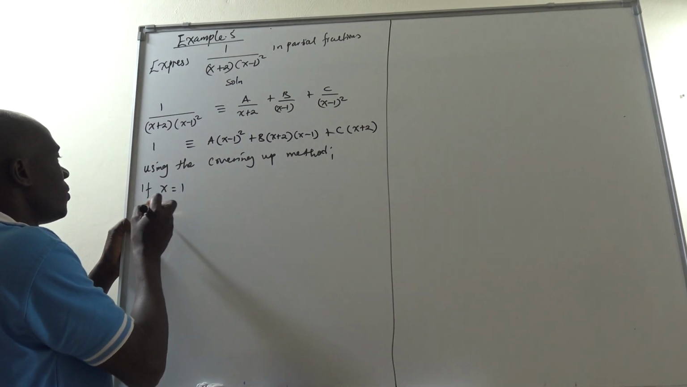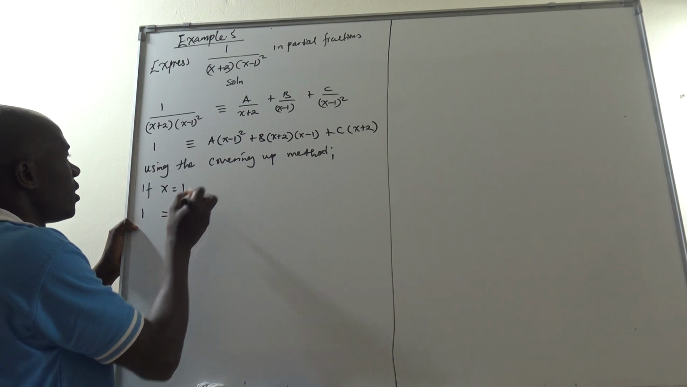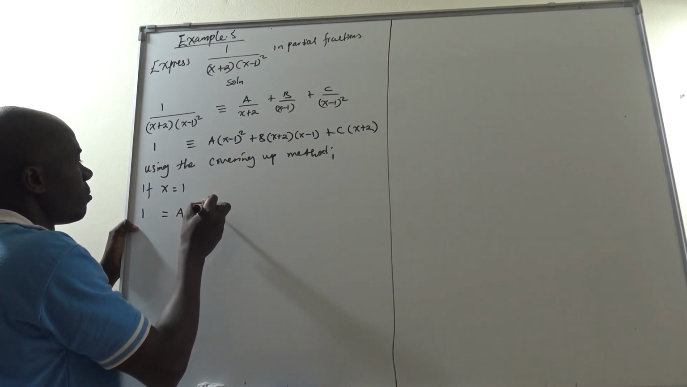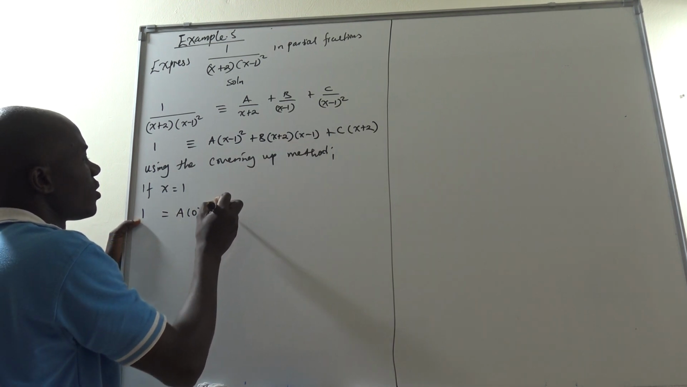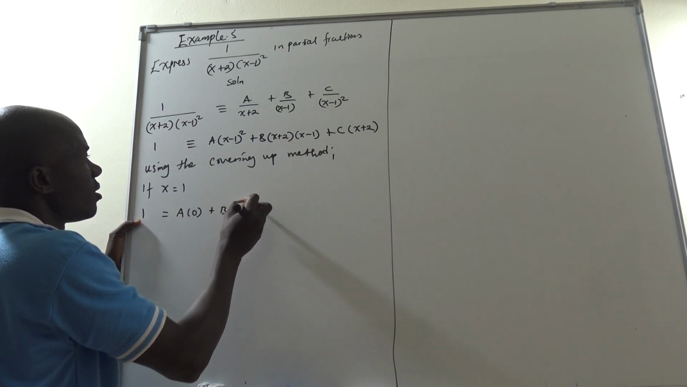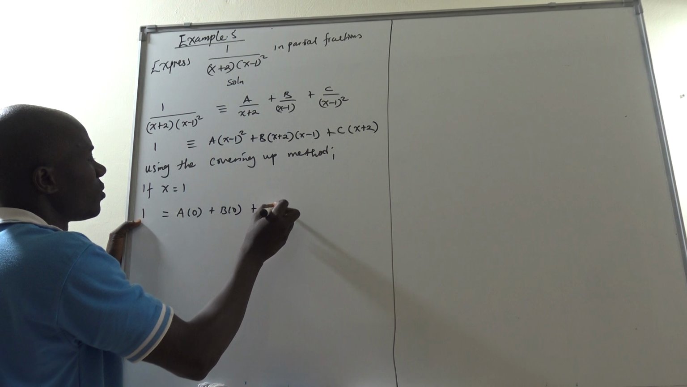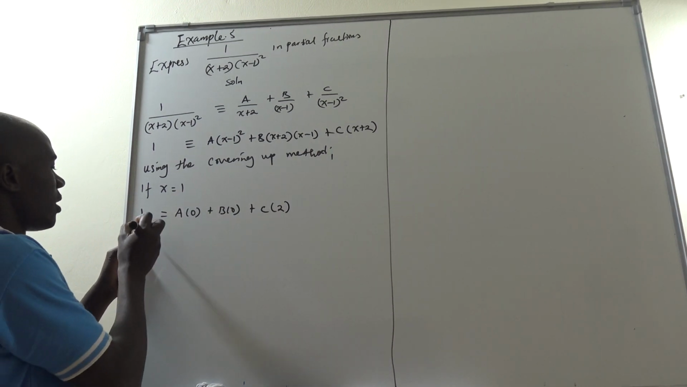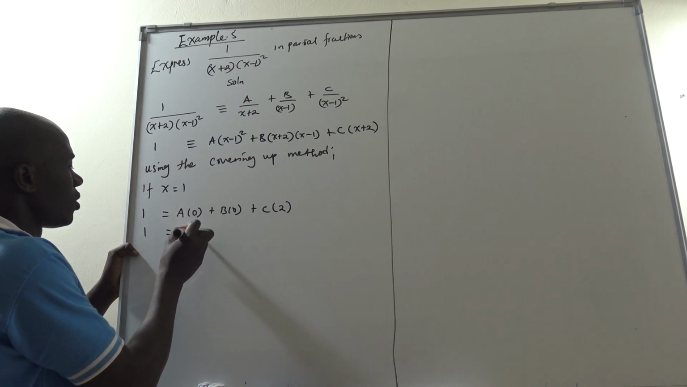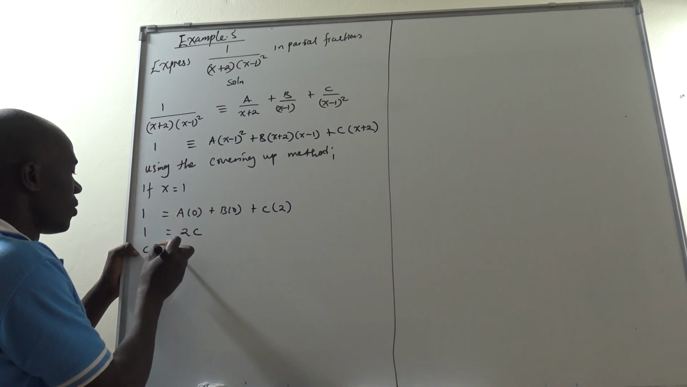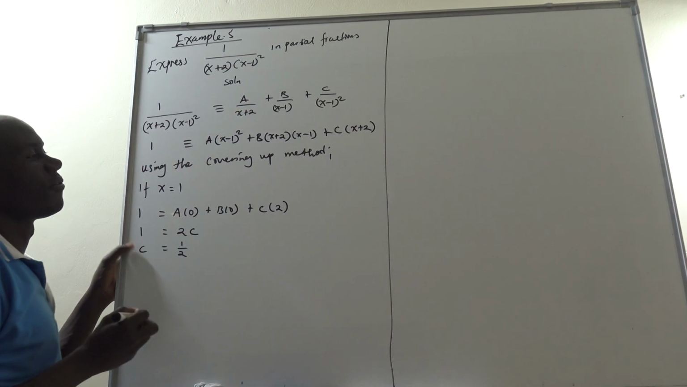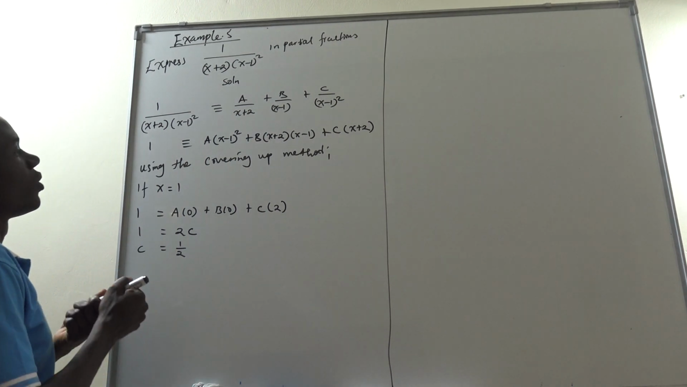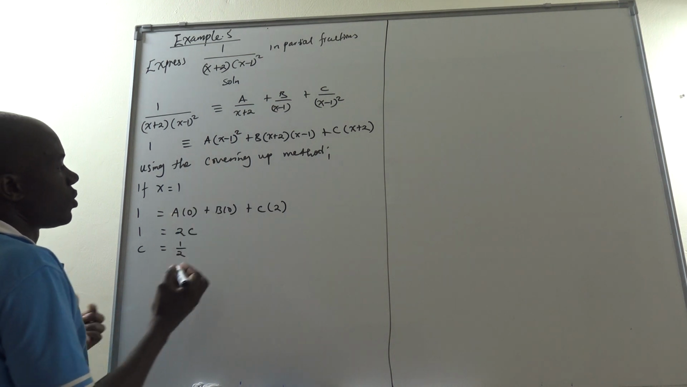we are getting 1 equals A times (1 - 1), it is affected, we get 0, plus B times (1 - 1), still B is affected, plus C into (1 + 2), you get 3. So we are remaining with 1 equals 3C. So C alone equals a third. After getting C, we still also go ahead and substitute in.